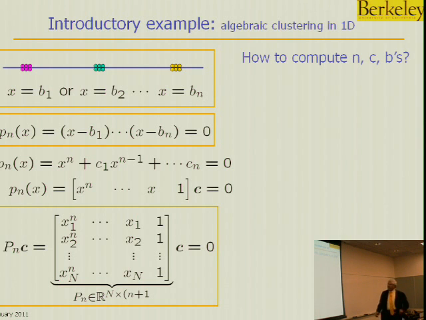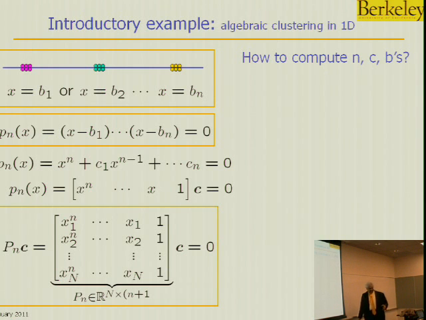Everybody understand this? I said if you have n clusters, it's x minus b1 times x minus b2 times x minus bn. That's an nth order polynomial. You don't know the dimension n of the polynomial ahead of time. You're just given the data points. But this corresponds to the fact that Pn has a null space of dimension 1. That means the rank of P is 1 less than n plus 1 if capital N is large, so it's rank n.